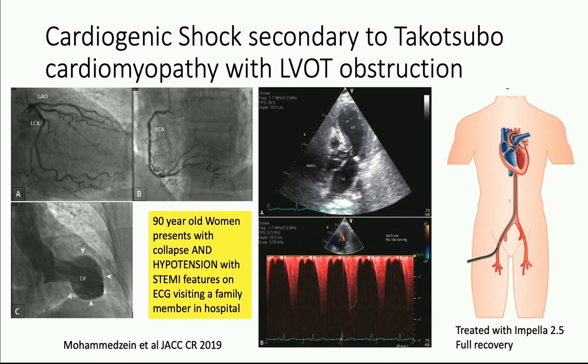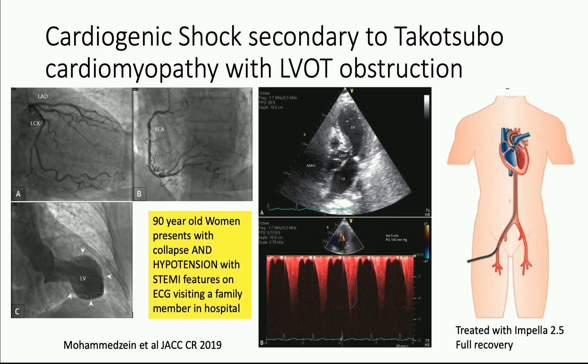So, some hopefully interesting cases. This is a patient who is 90 and went to visit their relative in hospital and suddenly collapsed with syncope and low blood pressure, and an ECG showing some features of STEMI. So the patient, who was 90, was rapidly taken to the catheter lab, and you can see that the patient has essentially non-obstructive coronaries and apical ballooning. So this patient has features of Takotsubo's. Never heard of it in a 90-year-old.